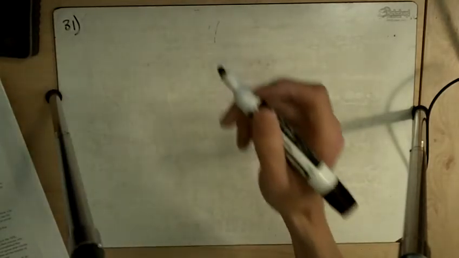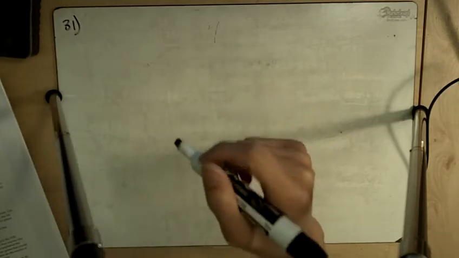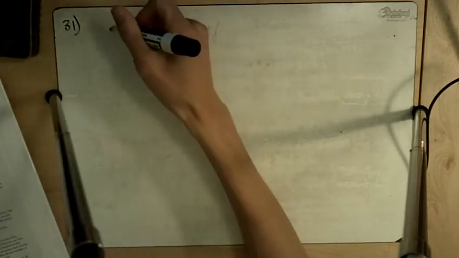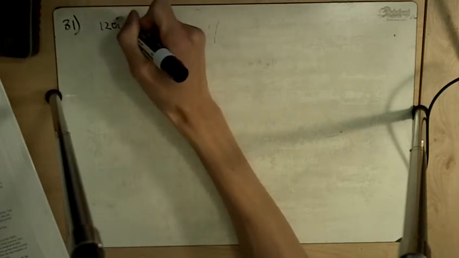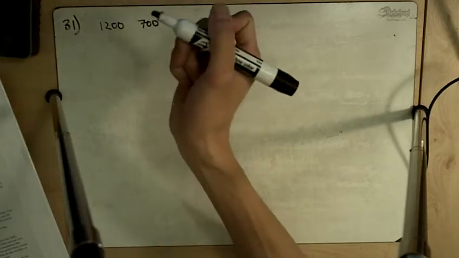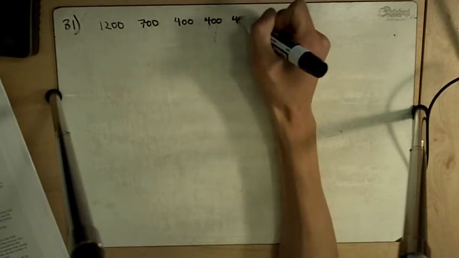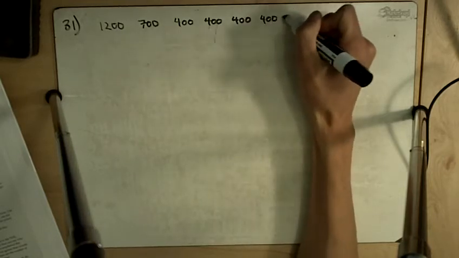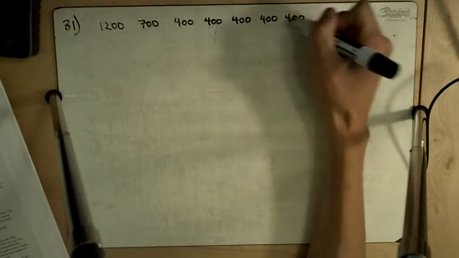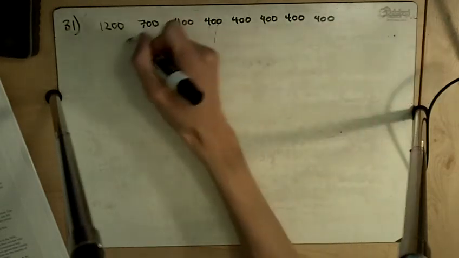Exercise 31 says, a small warehouse employs a supervisor at $1,200 a week, an inventory manager at $700 a week, 6 stock boys at $400 a week, and 4 drivers at $500 a week. So I'm going to just go ahead and write this out. We've got $1,200, one supervisor, the inventory manager's at $700. The stock boys, there's 6 of them, are $400 apiece. One, two, three, four, five, 6, and we've got 4 drivers at $500 each.